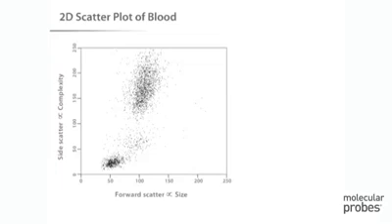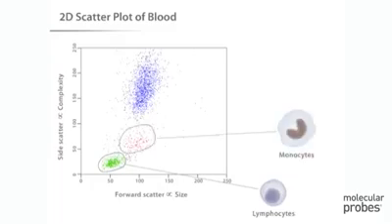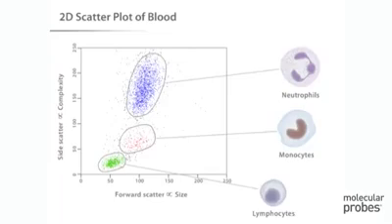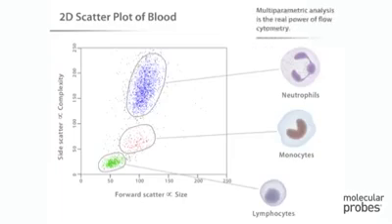Now we can view the results obtained when we create a scatter plot using forward and side scatter data from a typical peripheral blood cell run. The populations that emerge include lymphocytes, which are small cells possessing low internal complexity, monocytes, which are medium-sized cells with slightly more internal complexity, and neutrophils and other granulocytes, which are large cells that have a lot of internal complexity. This multiparametric analysis is the real power of flow cytometry.